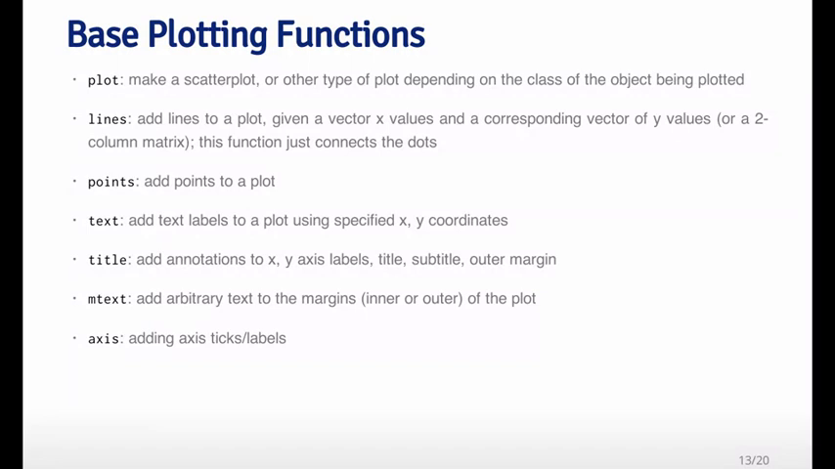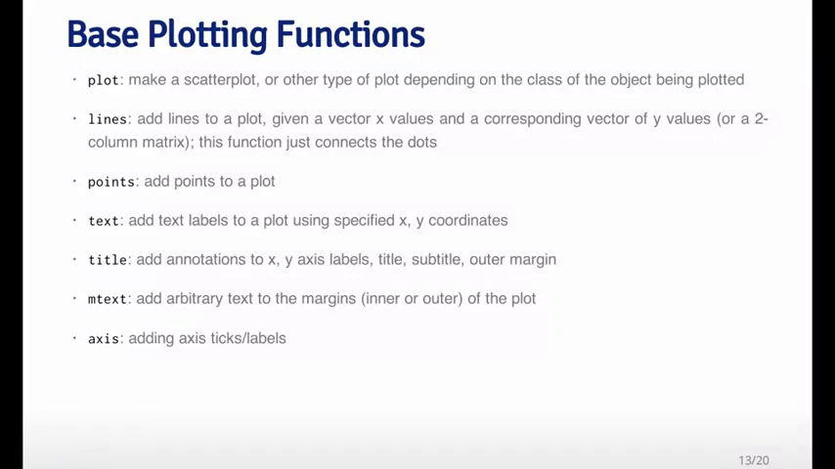Lines is a function that doesn't create a plot, but it adds to a plot, and so sometimes you want to connect a lot of dots together. So you want to make a time series type of plot, and so you want to draw lines instead of a scatter plot. Lines is useful for that. Points adds points to a plot, so sometimes you want to create a plot and then add some other points that might represent a different group or a different subset of the population.